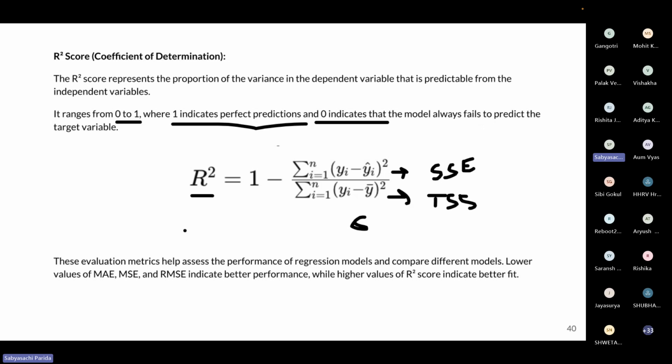And adjusted R square is another term, where we look at whether adding more features and more data points into my model is going to increase my error term statistically or not.